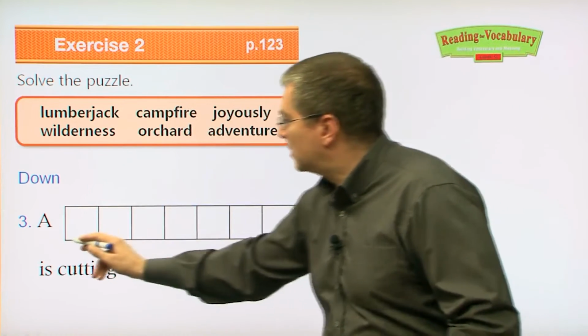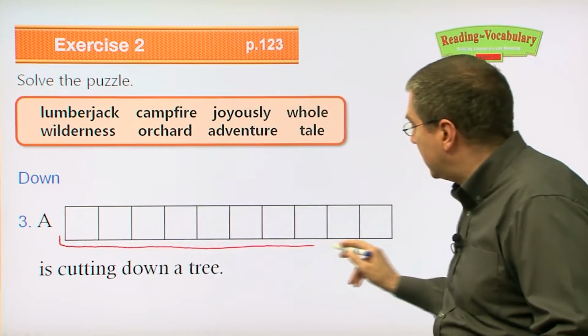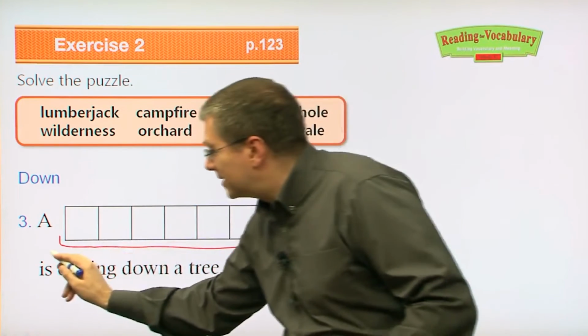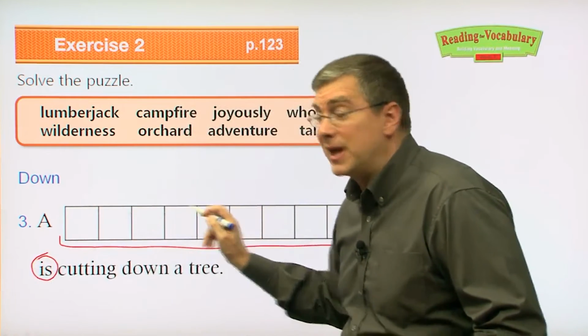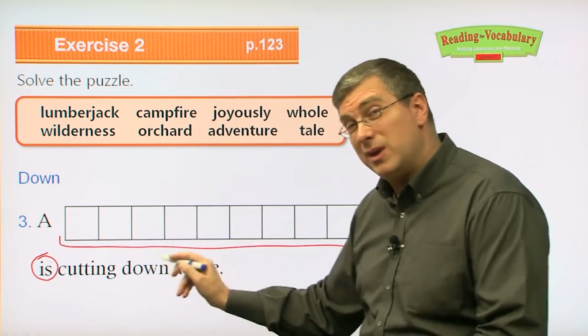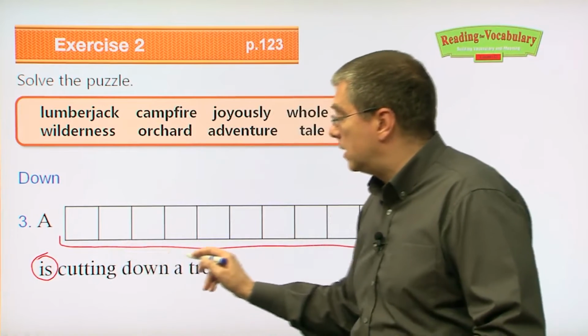But in this sentence, we're looking for the subject, right? The subject. How do we know? Because here's the verb. So someone or something is doing this. What are they doing? Cutting down a tree.